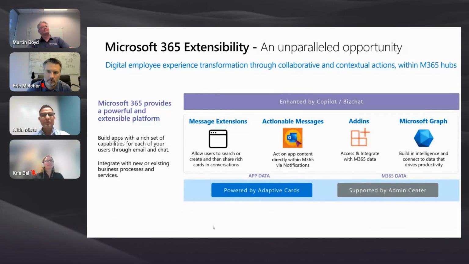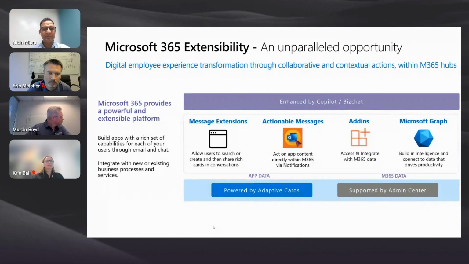So at the core of this platform lies various app models, and app models are various constructs under which we allow various features to be developed. On the left hand side of this core are message extensions and actionable messages. These are the app models which enable users to interact with the external application data. Message extensions are a powerful app model which allows you to search or create and then share rich cards in conversations. And actionable messages are something which are system driven. The system sends a notification and users take actions inline, whether it's Teams or Outlook.